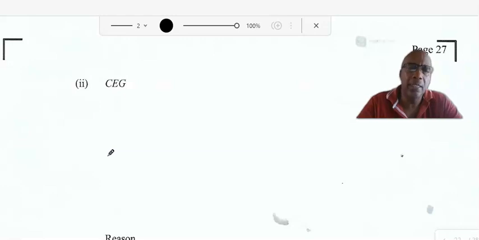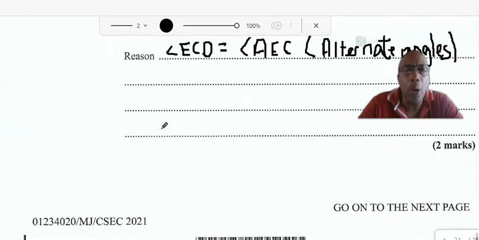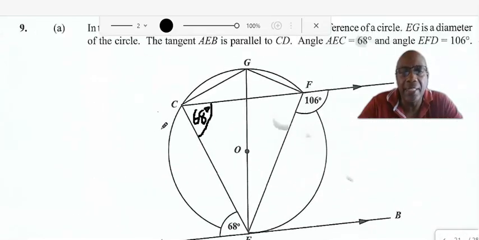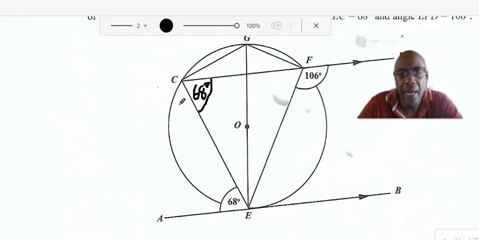The second question is to find angle CEG. So we go back to our diagram and locate angle CEG. Angle C is here, angle E is down here, and angle G is up here. So this is the angle we want. The point C is here, E is down here, and G is up here. So this is the angle we want, CEG.